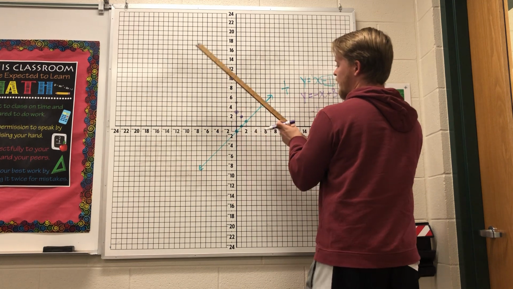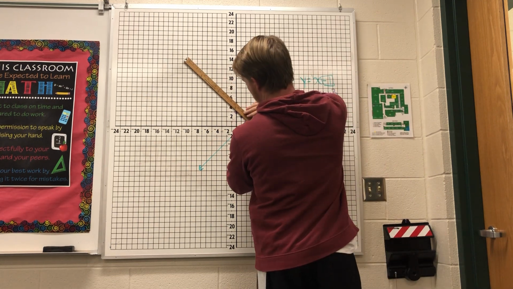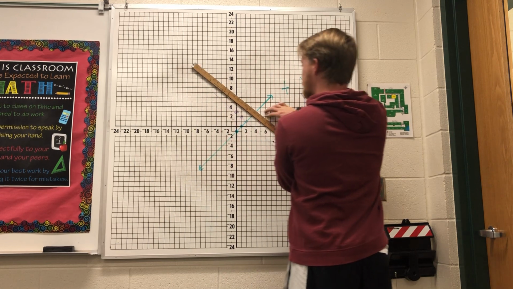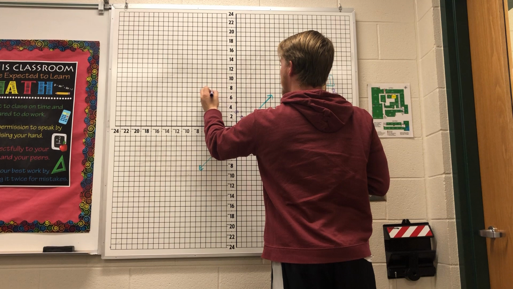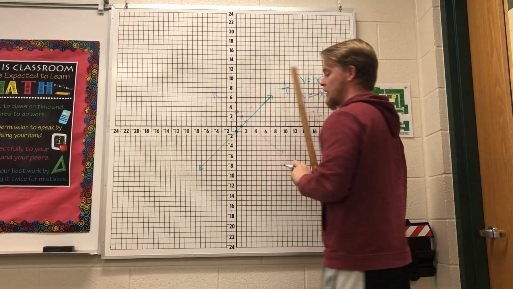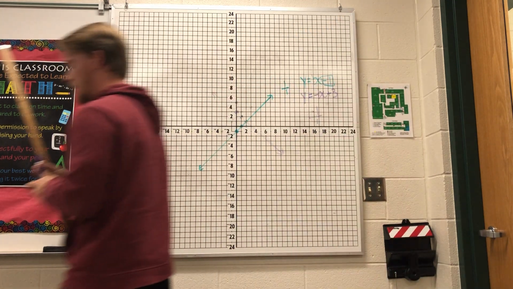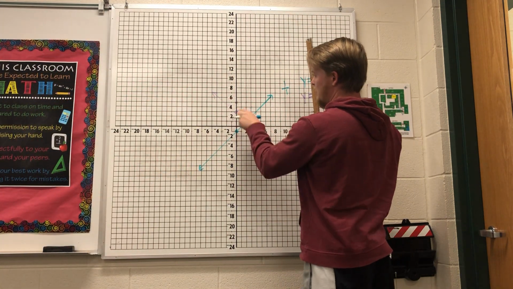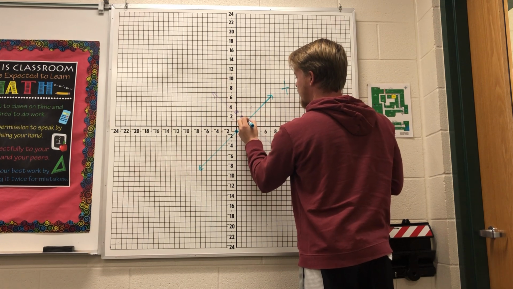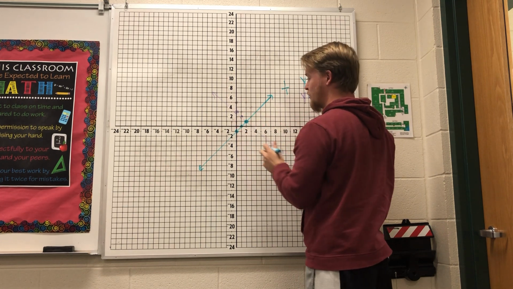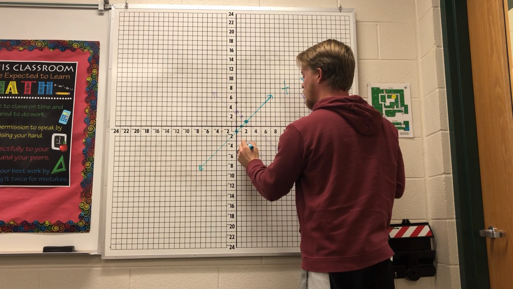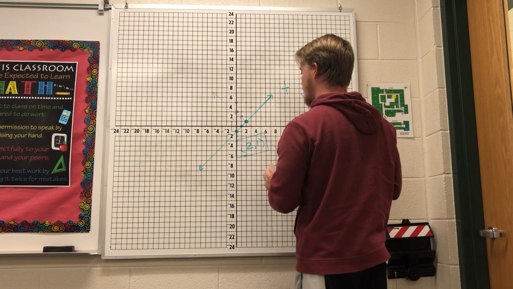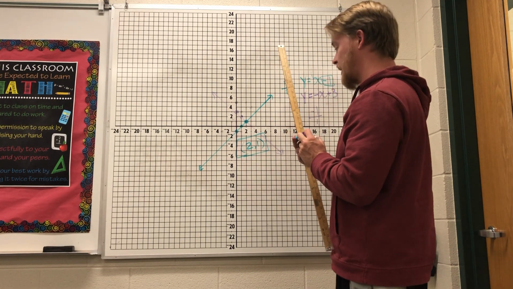So then I'll connect those. So there's my second line. You should be able to easily see that the intersection point of these two lines is right there. That is my intersection point. So my answer for this one is 2, 1. The ordered pair 2, 1 is your answer. That's where those two lines intersect one another.